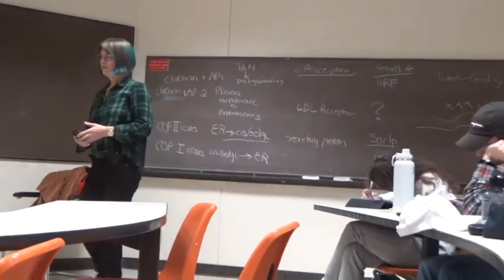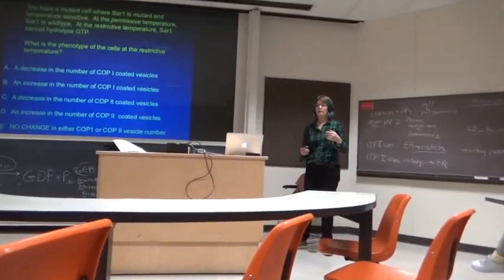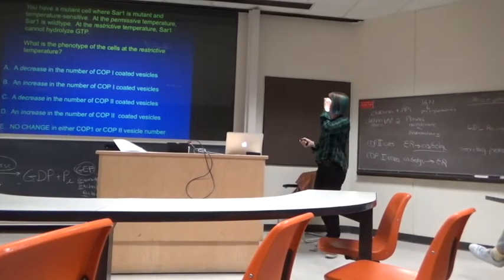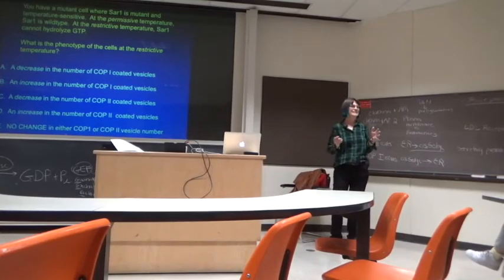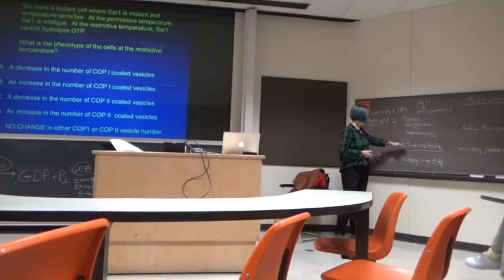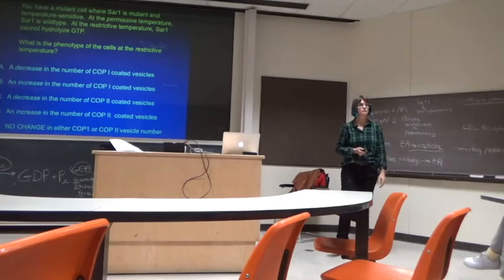Okay, so let's now go to an Instapoll question right here. You have a mutant cell. This is an actual experiment that's done in yeast cells. Now SAR1 is essential for life because cells will die if you block all traffic from the ER to the cis-Golgi network. The secretory pathway is essential for life.